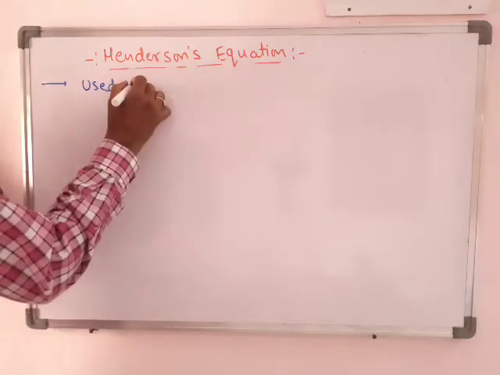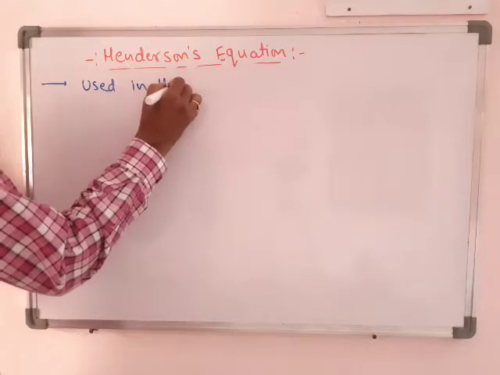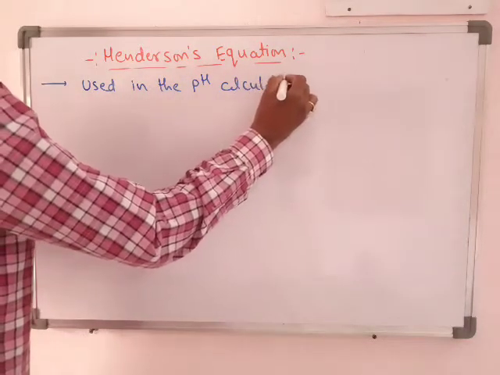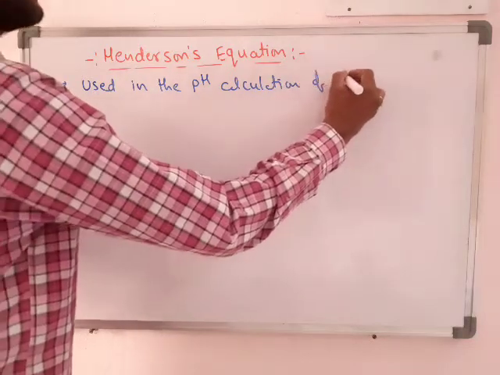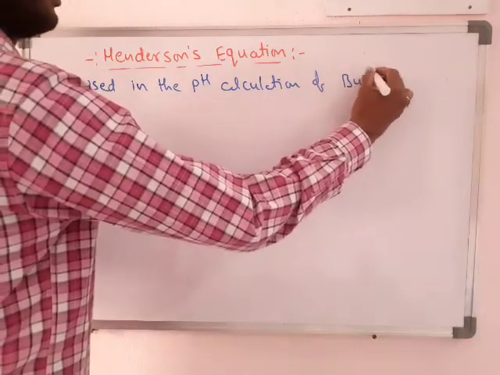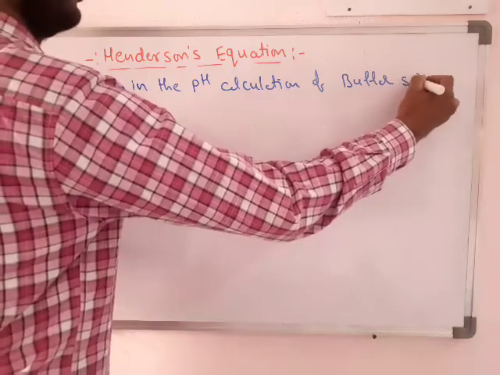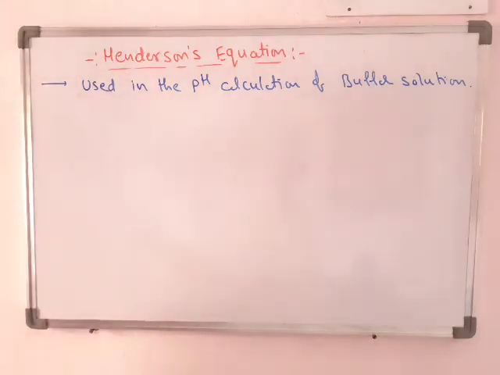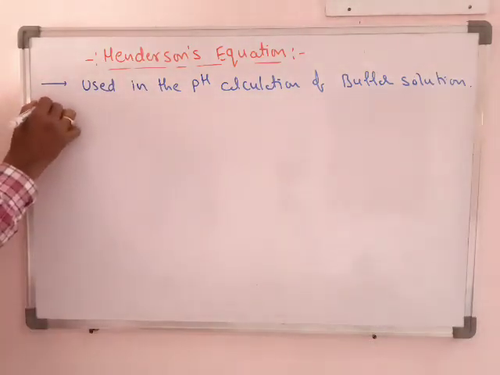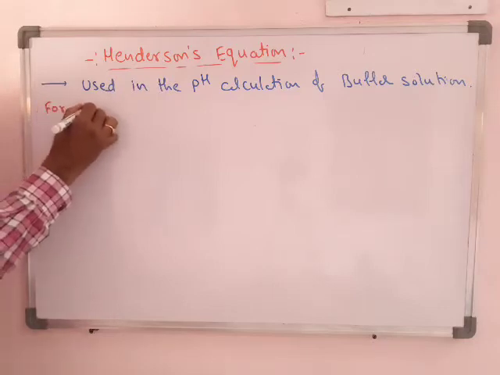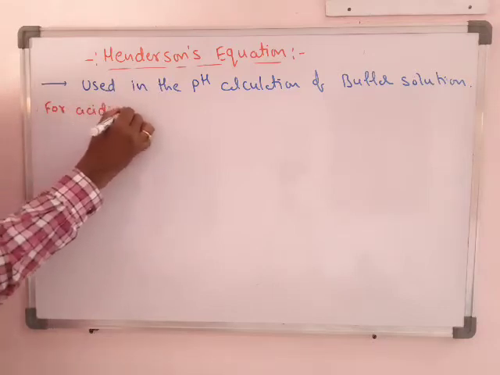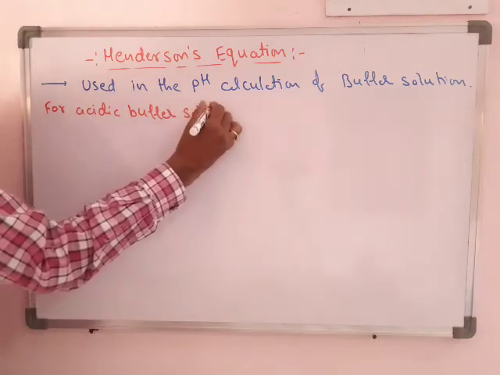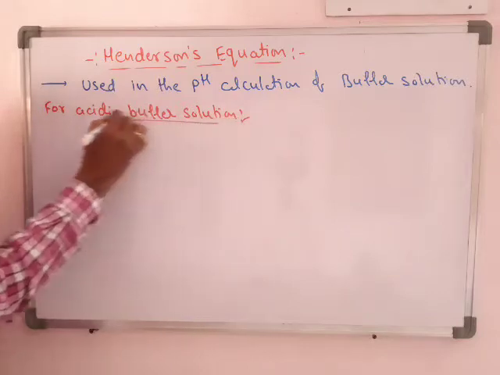Henderson's equations are used in the pH calculation of buffer solutions: acidic buffer and base buffer. Now we derive it for the acidic buffer solution. What is the Henderson's equation? So what is it for an acidic buffer solution?